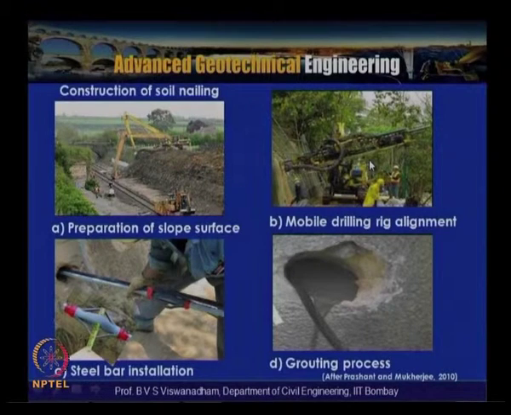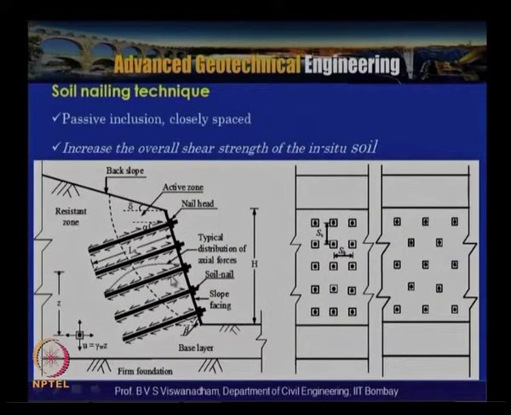So this is how the construction of soil nailing is shown: typically preparation of the slope surface and mobile drilling arrangement, alignment and driving of the nail, then installation of the steel bar, and then the grouting process. This is shown basically to acquaint you with how the construction happens in the field.